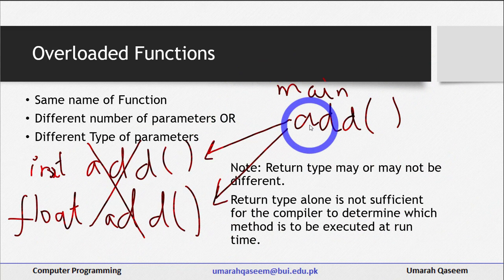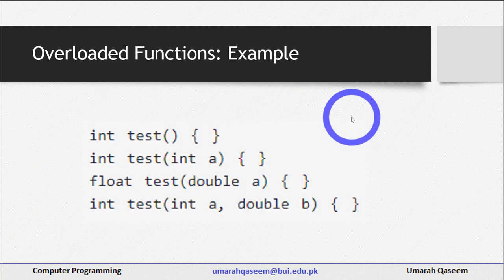In this case, the compiler cannot recognize which function is to be called because of this function call. So the name of the function can be the same, but either use a different number of parameters or a different type of parameters. Return type alone is not sufficient for the compiler to know which function should be called with this function call. Let's see some examples of overloaded functions.